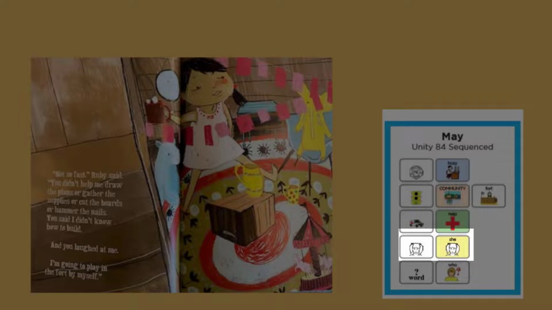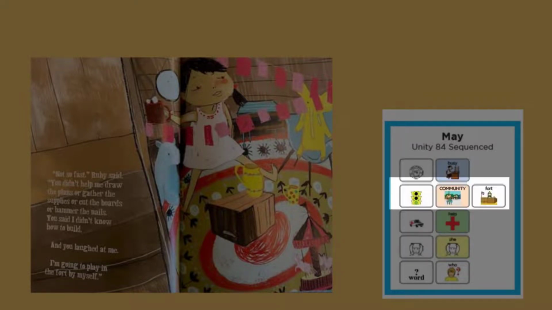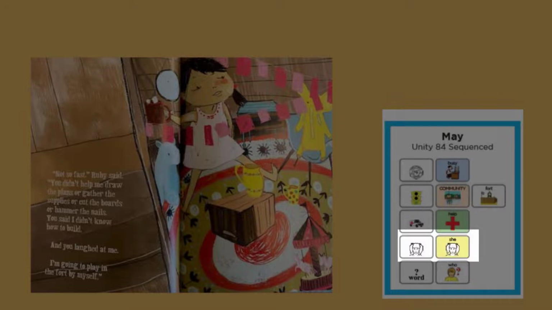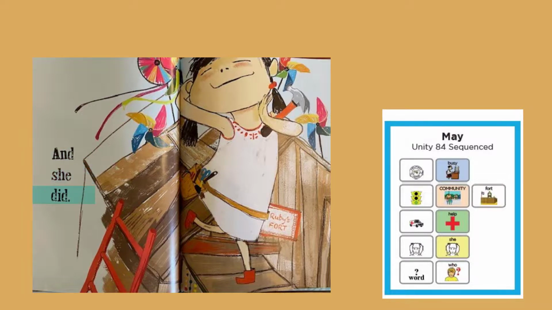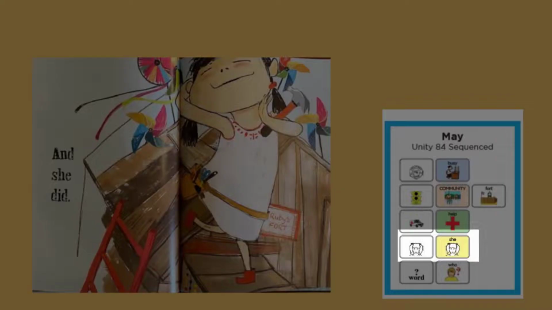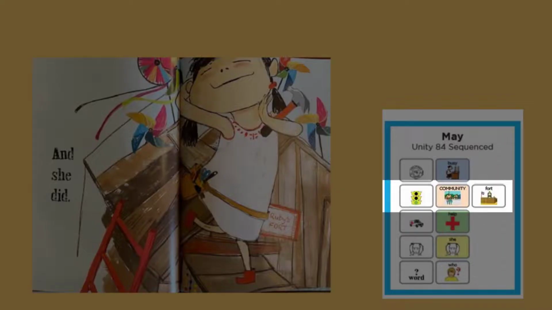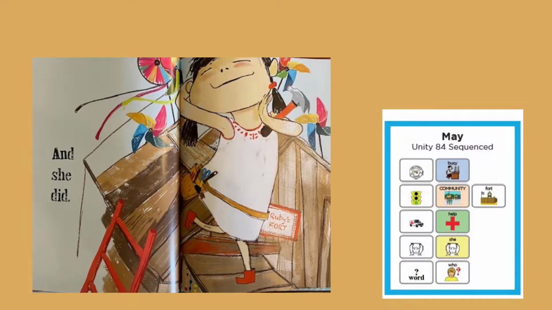She reminded them that they wouldn't help her. She had to build the fort all by herself. Ruby says she's going to play in the fort all by herself. What do you think she should do? And she did. She decided to play in the fort all by herself. I wonder how she felt playing by herself.